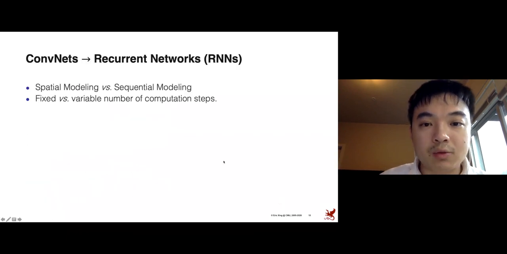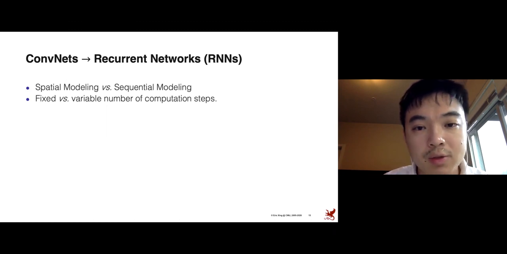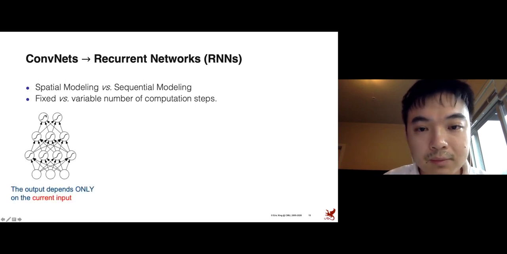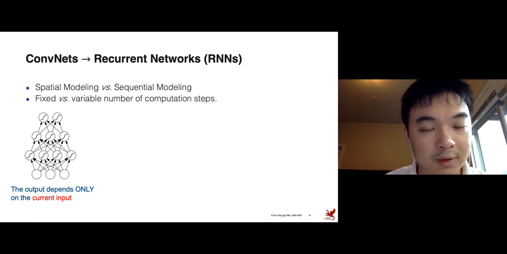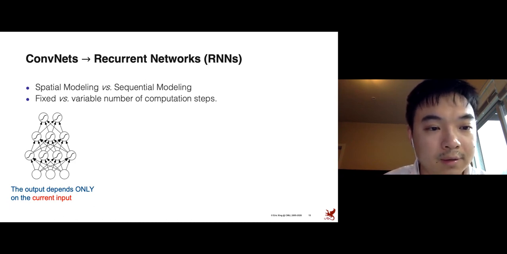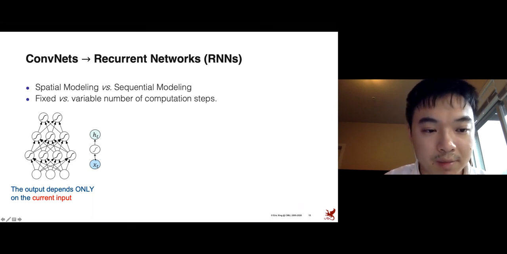So from convolutional networks to recurrent networks, the motivation is that convolutional networks, as we just saw, are more about spatial modeling. One neuron is responsible for a particular subregion of the input image. This is a concept of spatial modeling, and we can simplify this diagram into a single step model. You have an input image, and the output is the feature of this image. This is one step modeling.